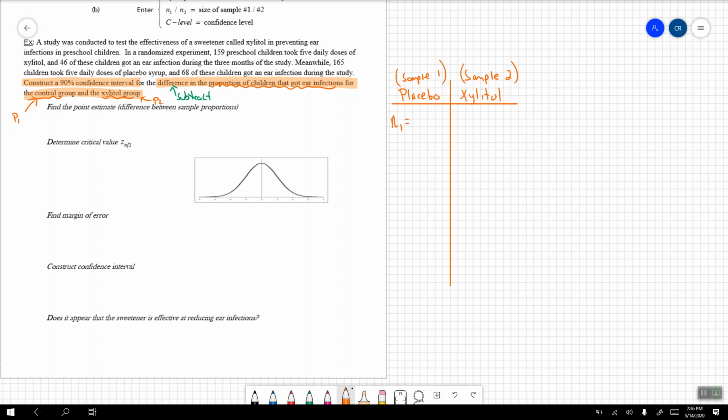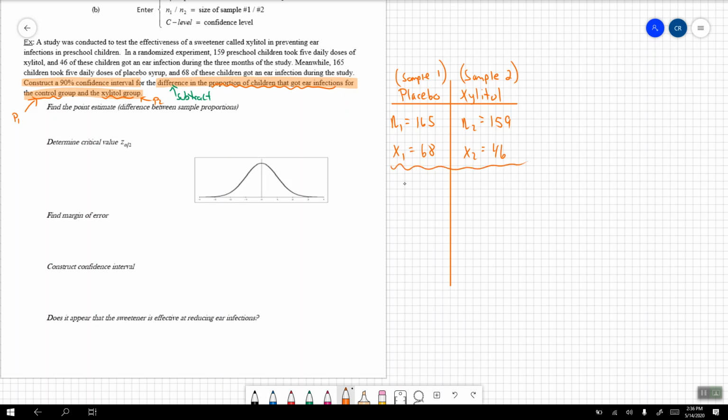So n1, how many children were in this placebo group? Let's see if we can find how many preschool children took the placebo. 165 children took the placebo. And let's see how many of them reported that they had a bloody nose. So 68 of them. And n2, our sample size of preschool children who took xylitol, was 159 of them. And how many of them reported bloody noses? Which was 46 of them.